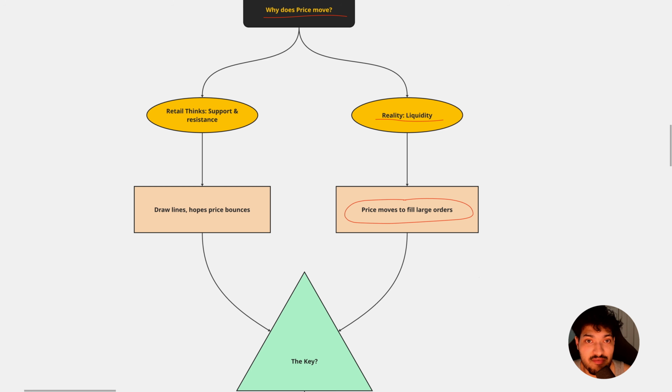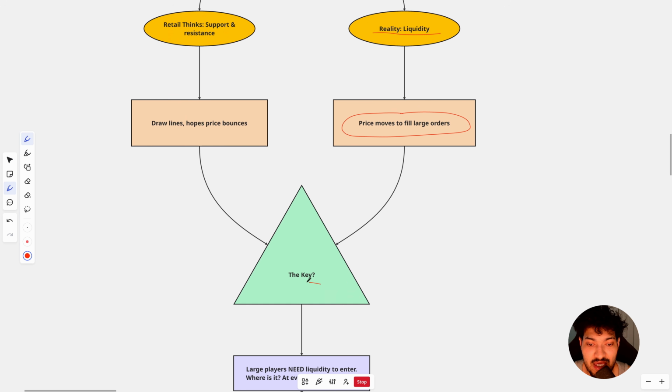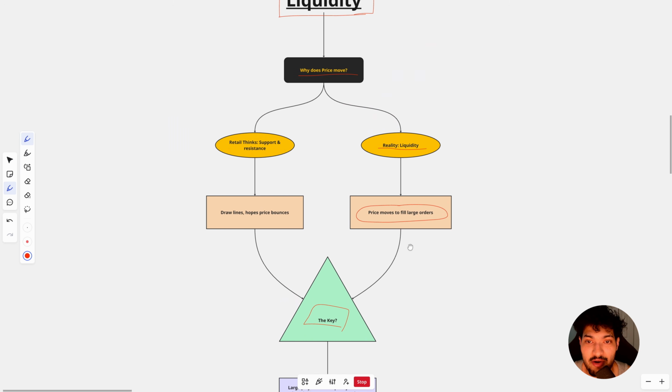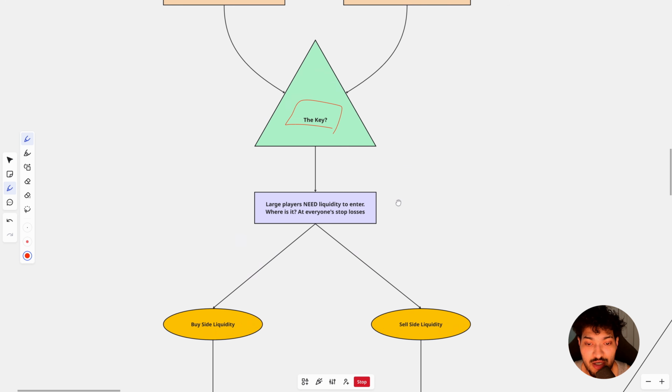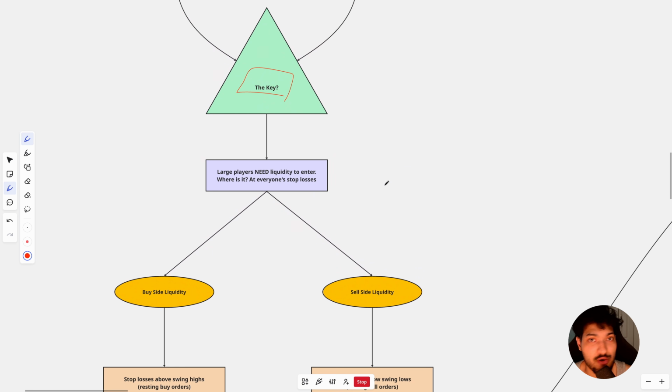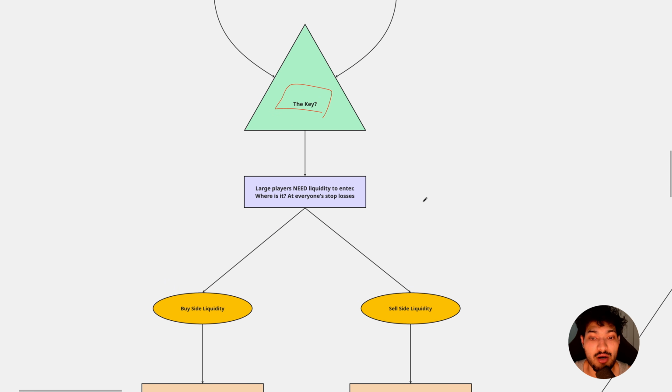It's going to be a variation of just figuring out where this liquidity is and how you can take advantage of it. Like I said, the key in this whole diagram that I've made for you guys is that the large players, the banks, institutions, macro-based funds, discretionary funds, are going to need liquidity to enter into the market.